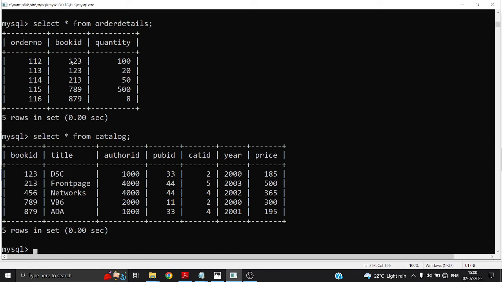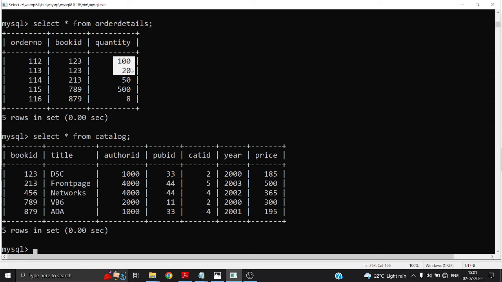sales information. Say textbook 123, an order has been placed for 100 quantity. Again the same textbook, a second time the order has been placed with 20 quantity. Now we are having 213, it is having the quantity as 50, 789 it's having the quantity as 500, and 879 is having the quantity as 8. So when we look at this, we need to understand which textbook is having maximum sale. When we look at 1, 2, 3, initially it is 100. Again, the same textbook has been ordered with 20. So we need to add these two.